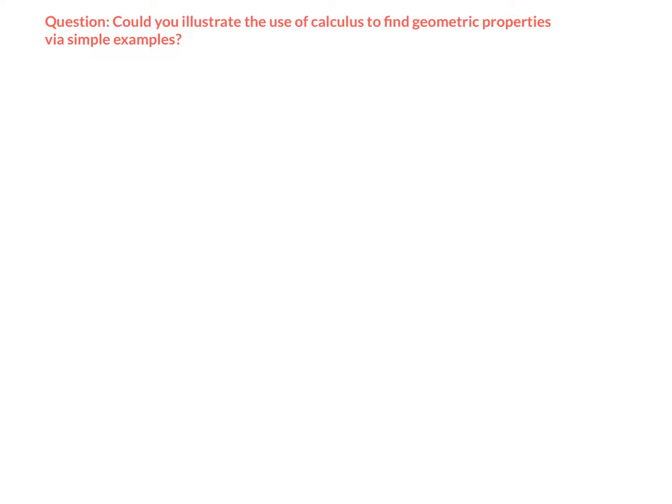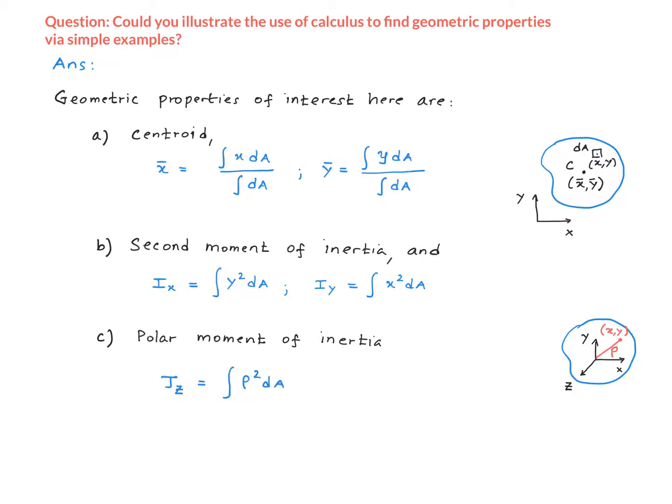The question is, could you illustrate the use of calculus to find geometric properties via simple examples? So let's be clear about just exactly what it is that we are interested in here. Limiting ourselves to two-dimensional sections, we are interested in centroid, second moment of inertia, and polar moment of inertia. If you recall from the theory videos, these are the equations for finding these quantities.